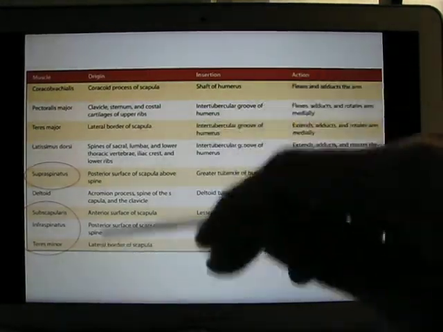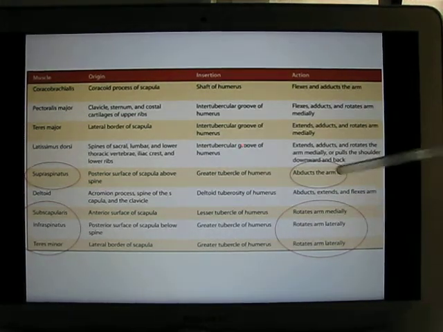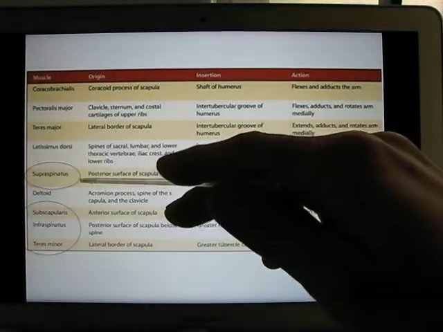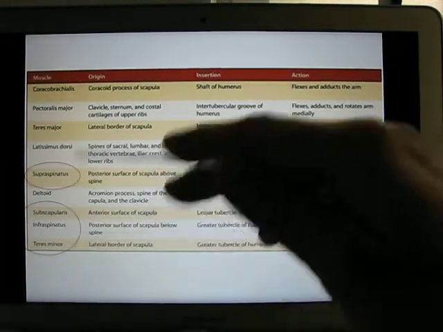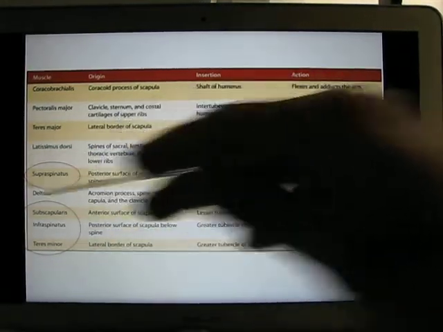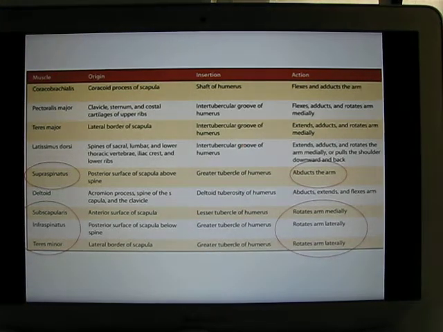So these four muscles, their function is to rotate the arm and abduct the arm. These four muscles, supraspinatus, infraspinatus, teres minor, and subscapularis, we call them rotator cuff muscles. They are the inner layers and create your arm movement.